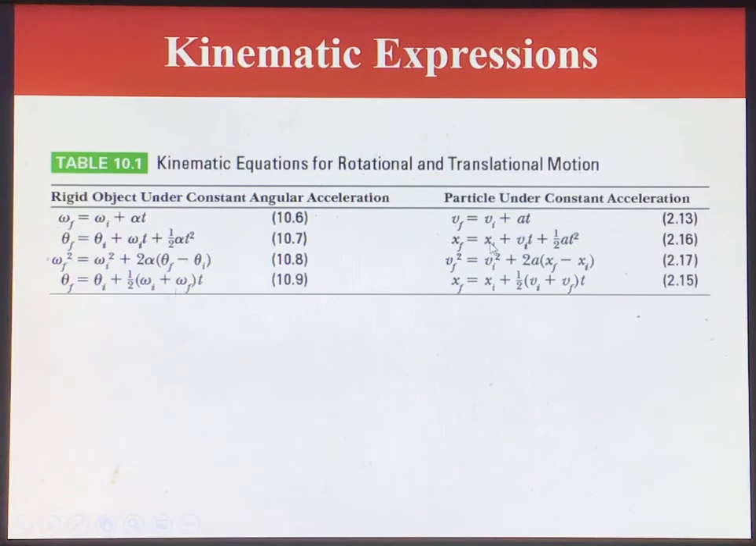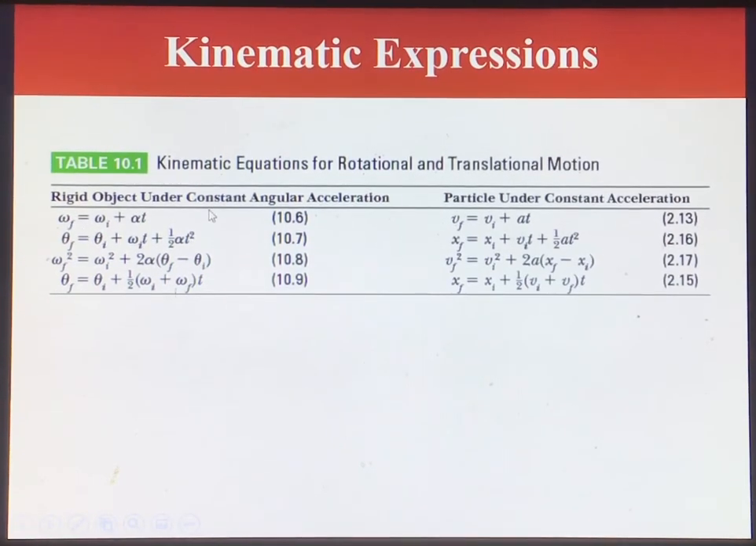x final is equal to x initial plus v initial t plus 1/2 a t squared, and v final squared is equal to v initial squared plus 2a times (x final minus x initial). So those are equations that I can use to solve the motion of a particle under a constant acceleration.